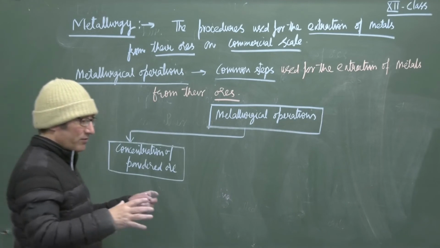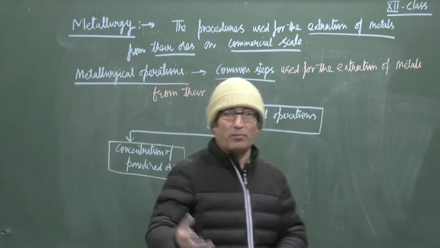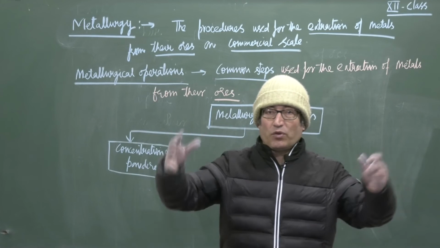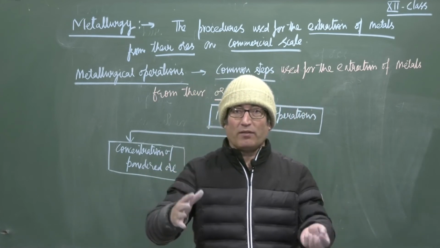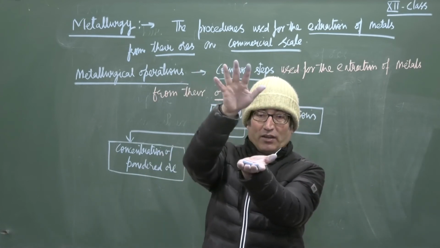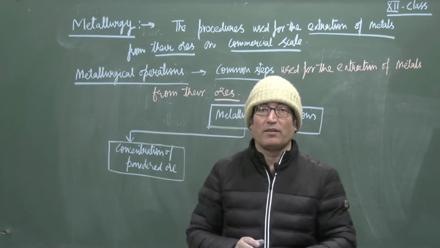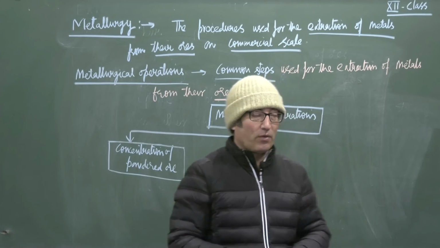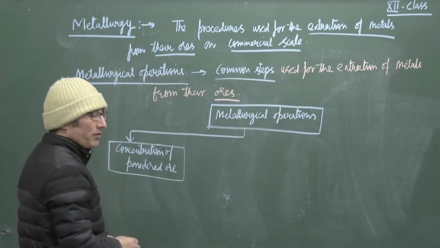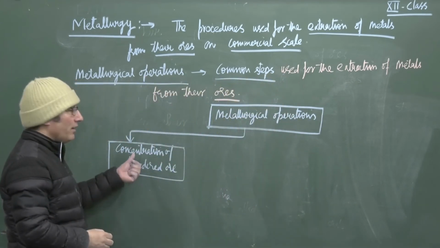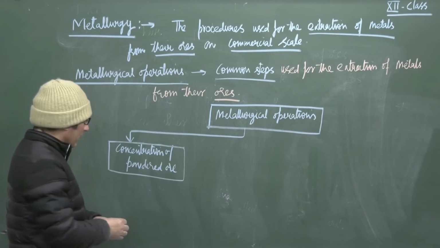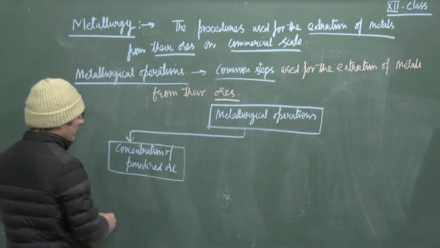The ore is first mined from the earth's crust, so it's present in the form of huge rocks, huge lumps. With the help of jaw crushers, they are crushed into powder, and then starts the metallurgical operation to extract metal from it. So the first metallurgical operation which is done on the powdered ore is called concentration of ore.